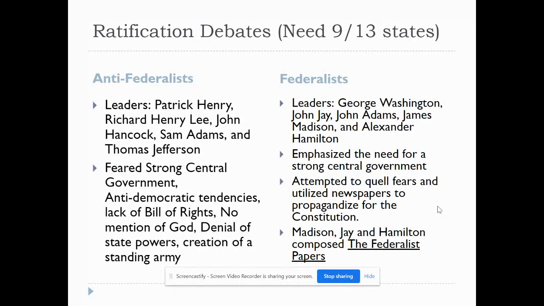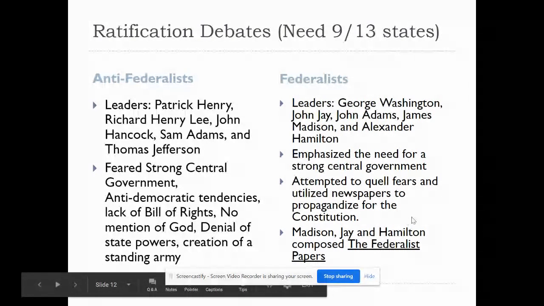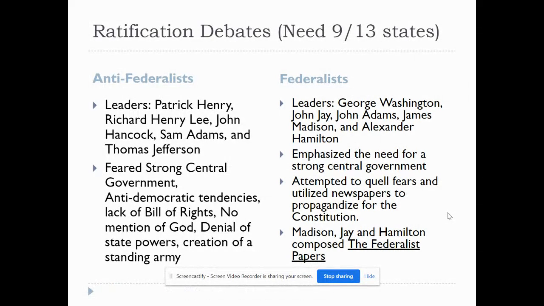And they attempted to quell fears and utilize newspapers to propagandize for the Constitution. And Madison, Jay, and Hamilton are going to collaborate in New York to write the Federalist Papers, which was a group of essays that were published under a pseudonym known as Publius. And of course, this becomes an issue later on.